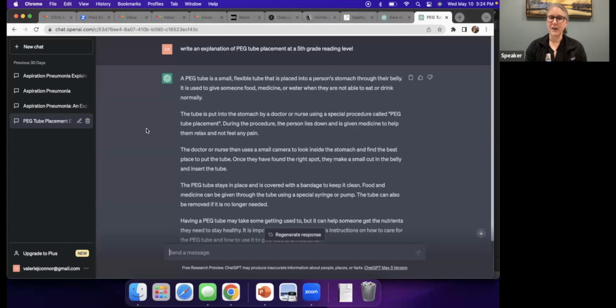So always, of course, with any sort of AI, you want to check for accuracy. If you do create some materials using ChatGPT, make sure that you read it carefully, that it's not giving any inaccurate information, because it is artificial intelligence, it's not human intelligence. But I think it can be a really good guide, because it will give you information at the reading level that patients will be able to understand.